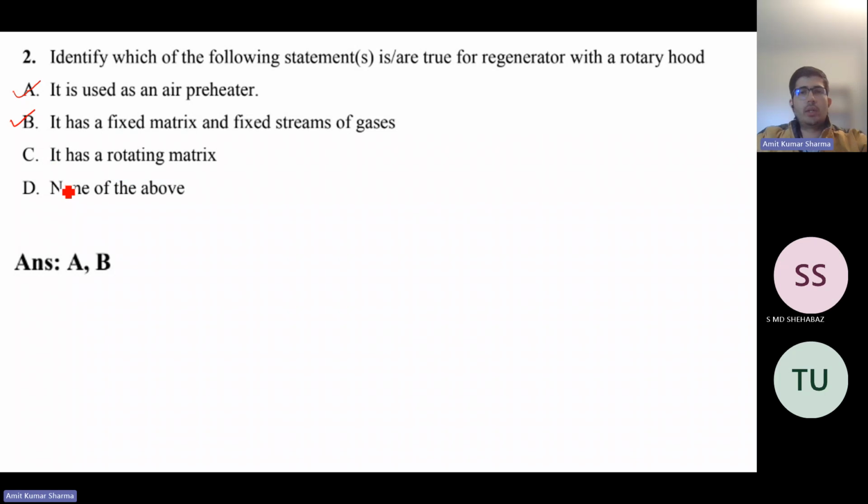Only the hood is rotating. The matrix is going to be fixed. The matrix is not rotating. So C is wrong and D, none of the above, is also wrong. So the answer is A and B. The statements which are true for the regenerator with a rotary hood are that it is used as an air preheater and it has a fixed matrix and fixed streams of gases.